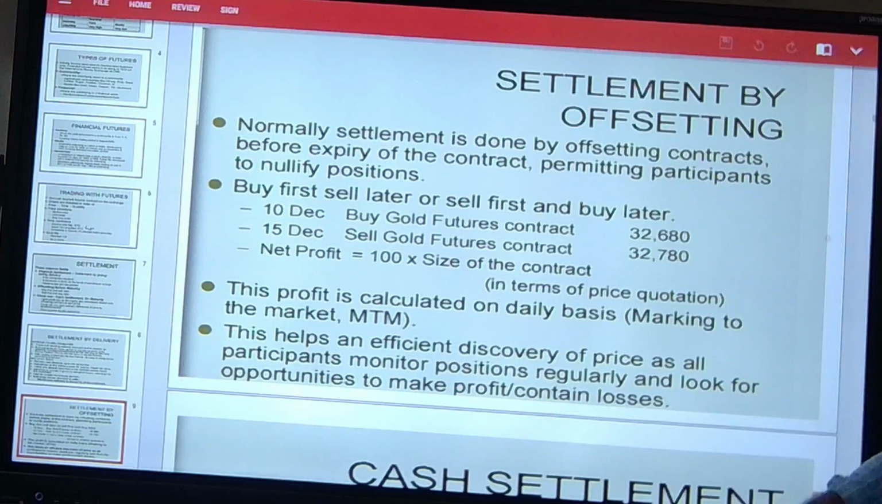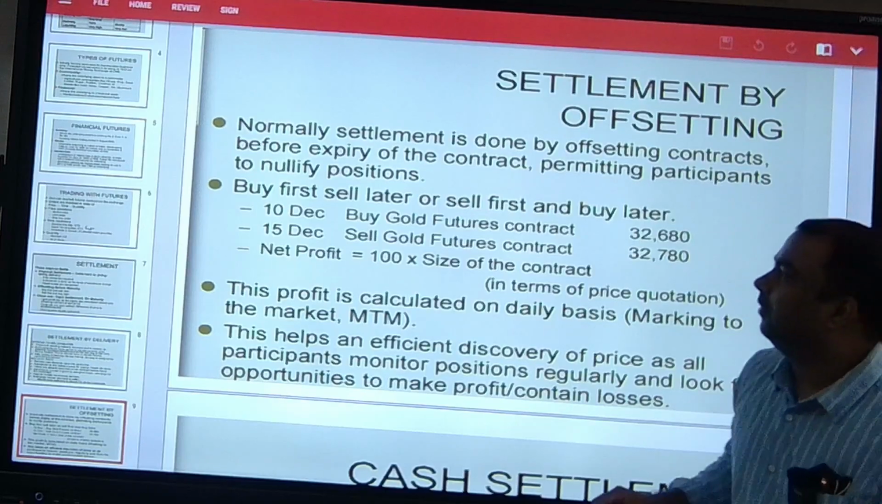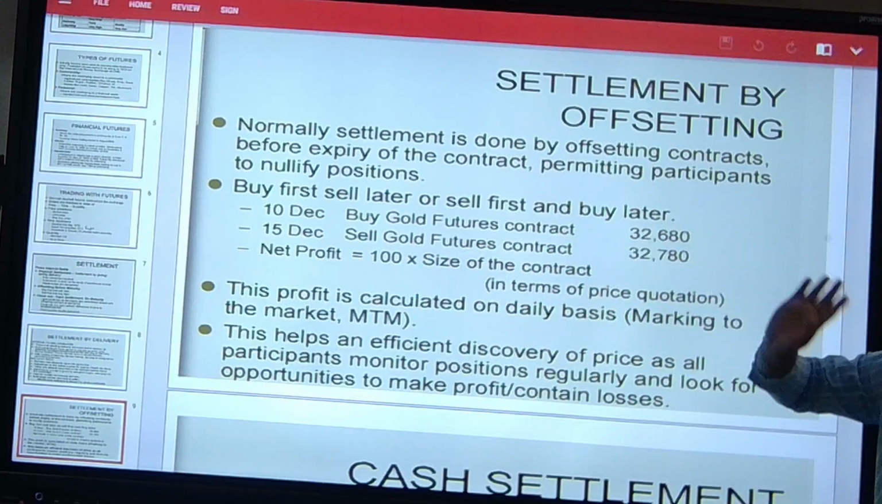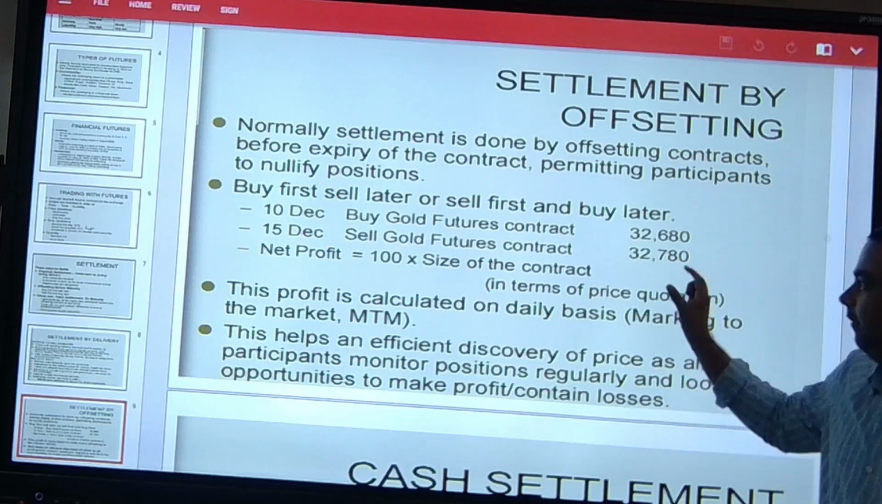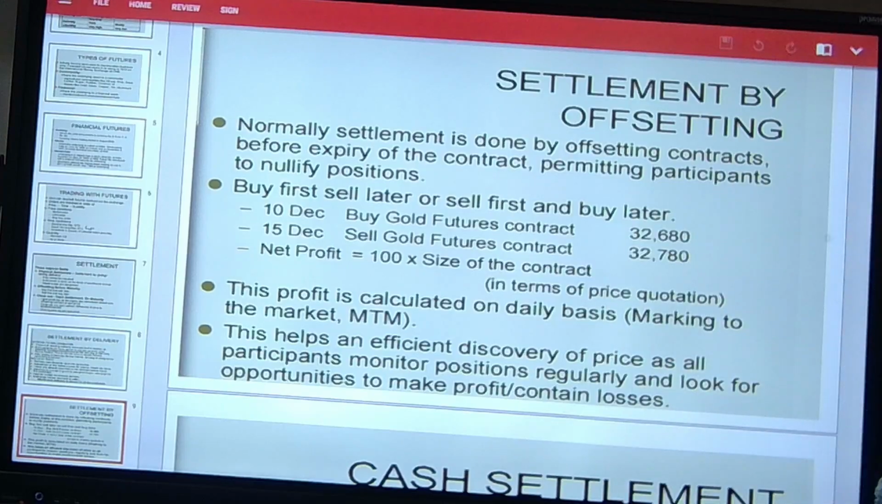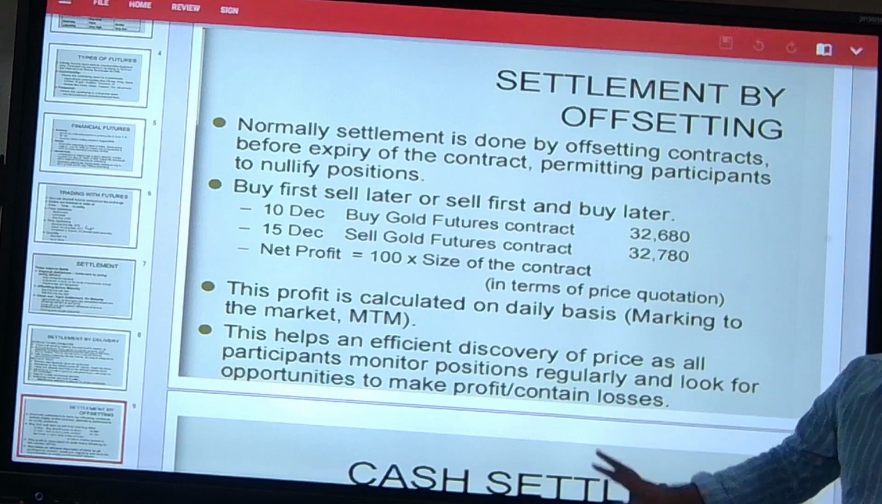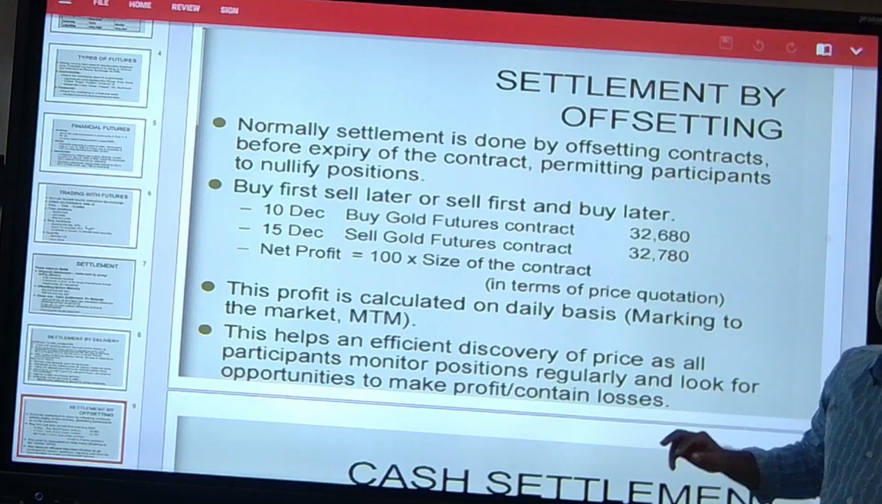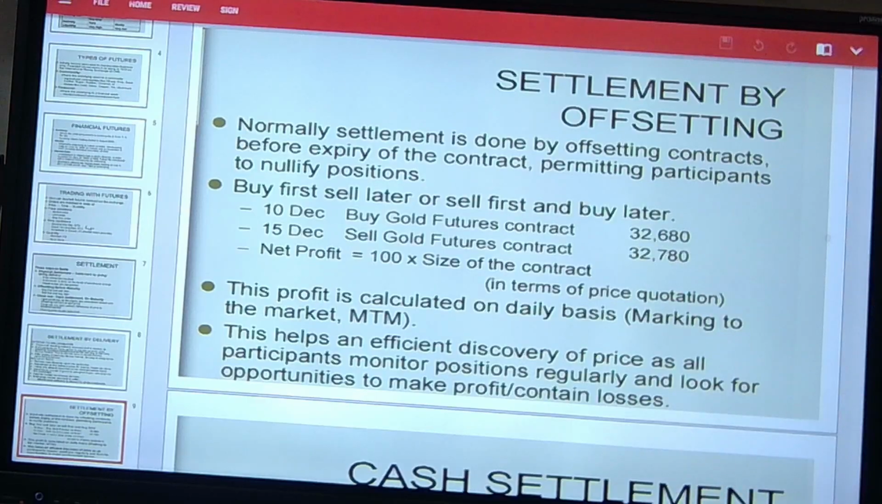Settlement by offsetting, settlement before the maturity date. You can take one example: first buy, sell later, and sell first, buy later. So we have one example here. On 10th December, you buy a gold future contract. The price is 32,680 rupees. That is the rate for 10 grams of gold.